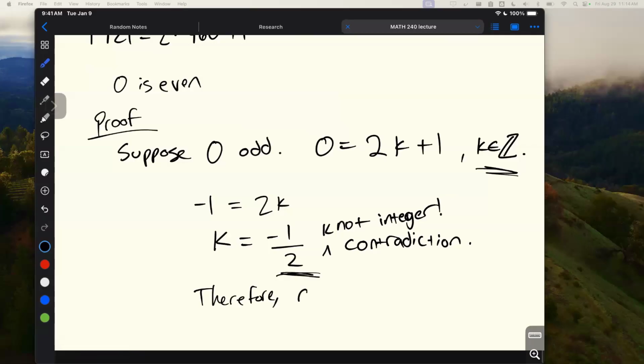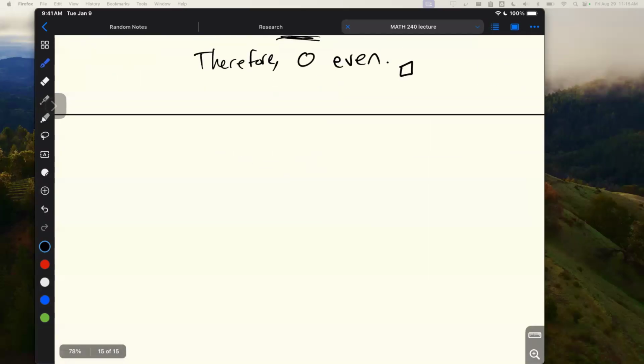Therefore, 0 is even. QED. So this is how we want to prove things. So let's take the first example: prove the sum of any two even numbers is even. The way you don't prove that is by giving me 42 and 962, or let's say 8. Use a different number.